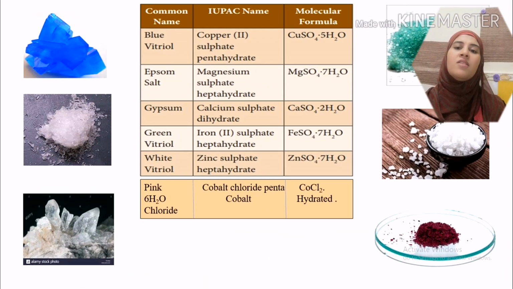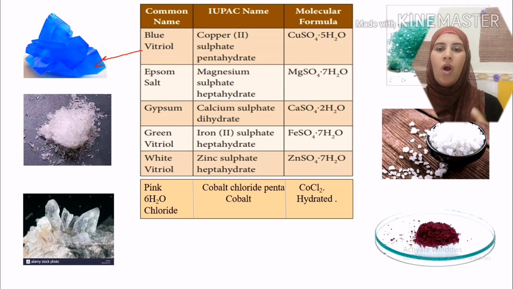All hydrated crystals must be separated by using crystallization, because in the case of these crystals, as we can see in our table, each molecule contains molecules of water, so we have hydrated crystals. For example, copper sulfate, CuSO4·5H2O, is hydrated copper sulfate. Each one molecule of copper sulfate contains 5 molecules of water, so its name is hydrated copper sulfate.